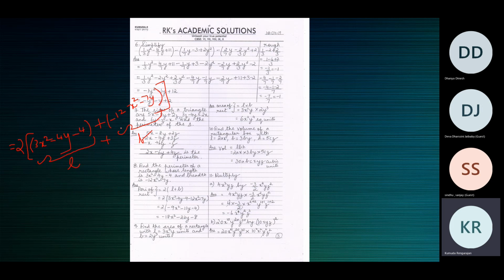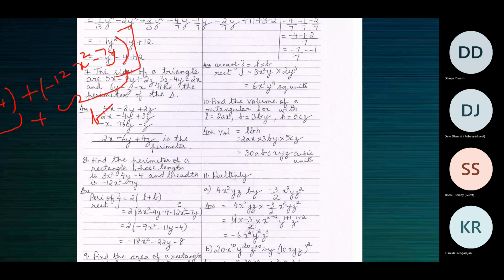So these terms will come out as they are. Plus into minus 12x square, plus into minus 7y. So minus 12x square minus 7y. Same terms you will get. So you can write it directly like this.